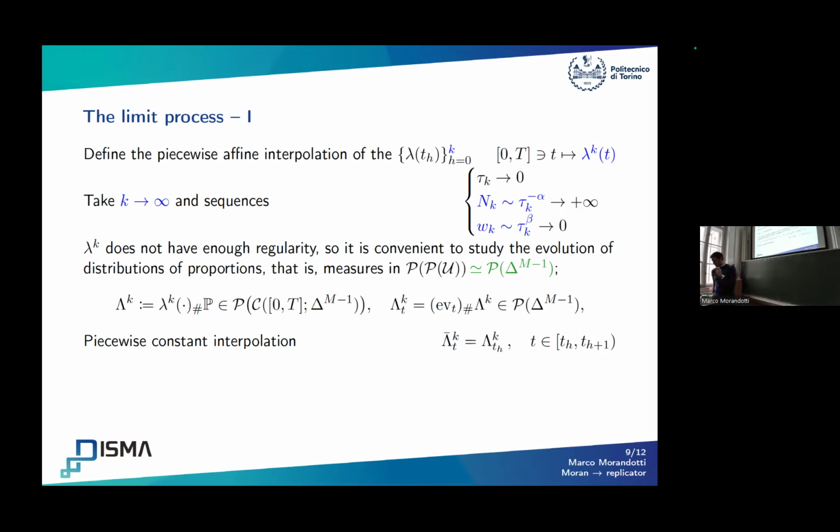So basically, it's convenient to study the evolution of distributions of proportions, which means taking a probability measure over that space, and you can construct it in this way. If you take the lambda k as a piecewise affine curve and you do the push forward of the reference probability measure, then I get something that I define as capital Lambda k. And then I can do the piecewise constant interpolation of that by taking the values that it takes at the left-hand endpoint of the interval t_k to t_{k+1}. So lambda k with the bar is the piecewise constant.